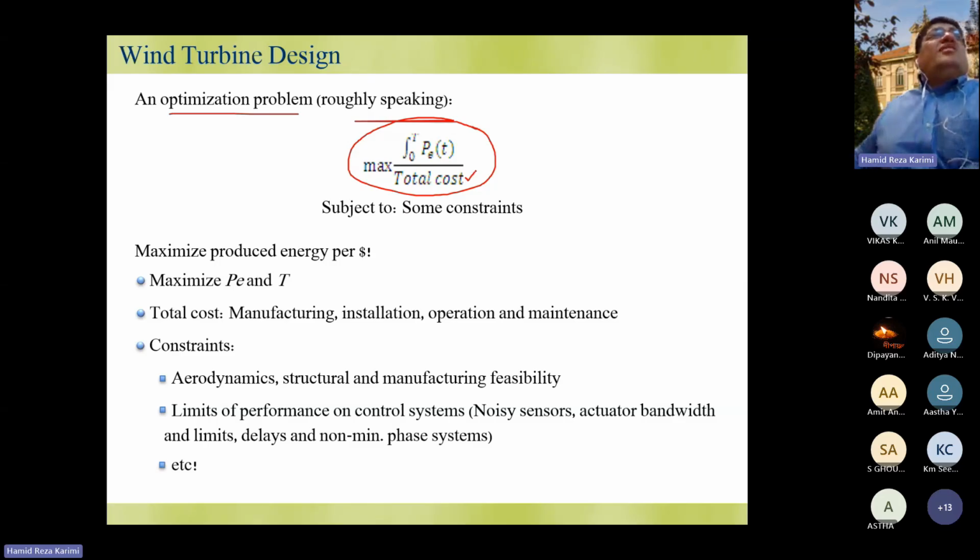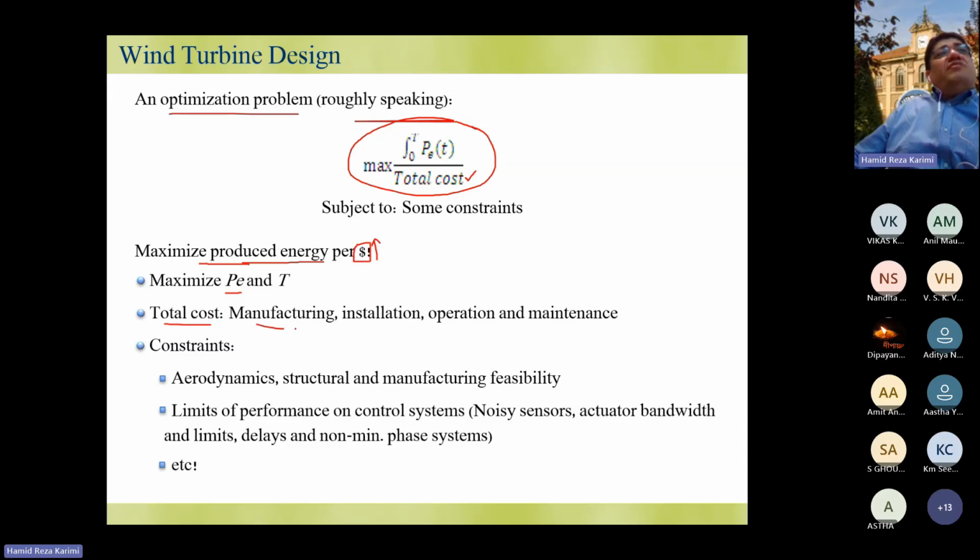So you need to think about how to maximize the energy production. Because if you want to maximize energy production and get higher benefits, you need to remember that the cost is also increasing. So of course, if you want to maximize the power production, you also need to look at minimizing the total cost.